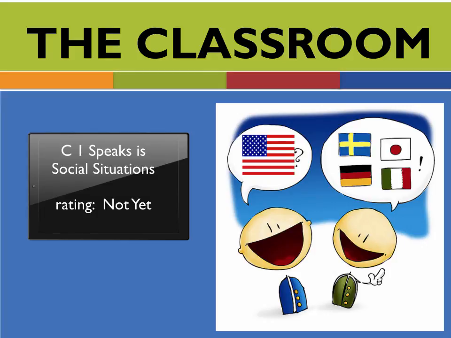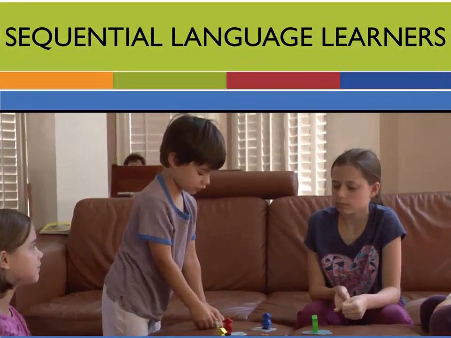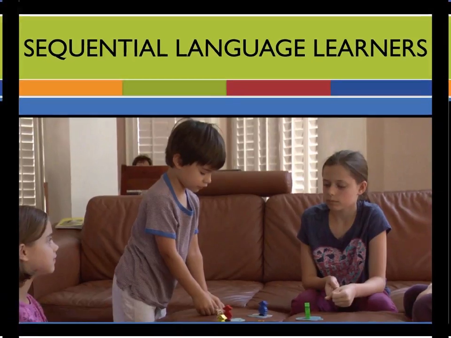Some children may only use their home language and may not understand that you may not know what they are saying. If there are other children in the class who speak their home language, they will often socialize and communicate with these peers. These children would be rated as not yet for the indicator C1, speaks in social situations. Keep in mind that all children in your class who hear a second language at home are rated on the WSO ELL indicators.